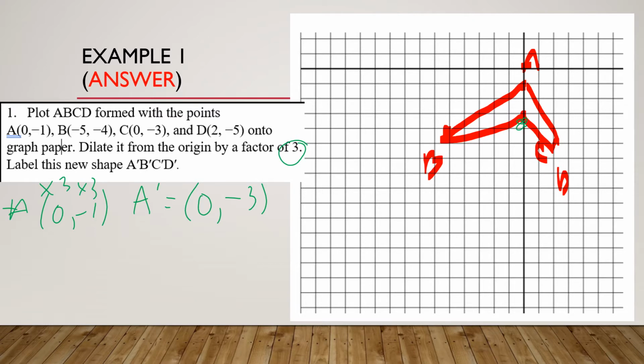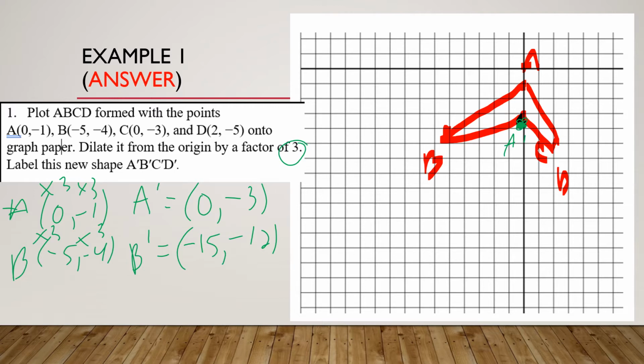You can see it there, that's going to be our A prime. Now B was at -5, -4. So again, we're going to multiply both coordinates by 3 to get B prime. So B prime, 3 times -5 is -15, 3 times -4 is -12. So we're going to go left 15, 2, 3, 4, 5, 6, 7, 8, 9, 10, 11, 12, 13, 14, 15. And then down 12. 1, 2, 3, 4, 5, 6, 7, 8, 9, 10, 11, 12.